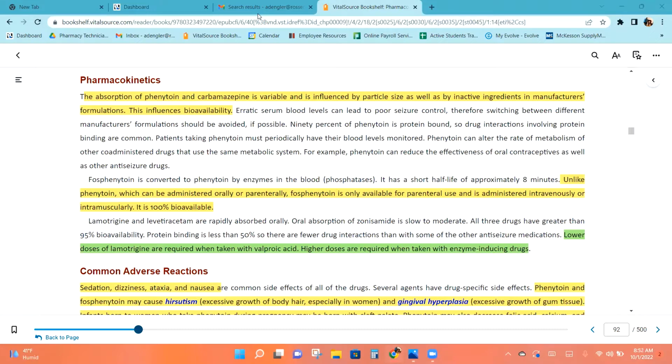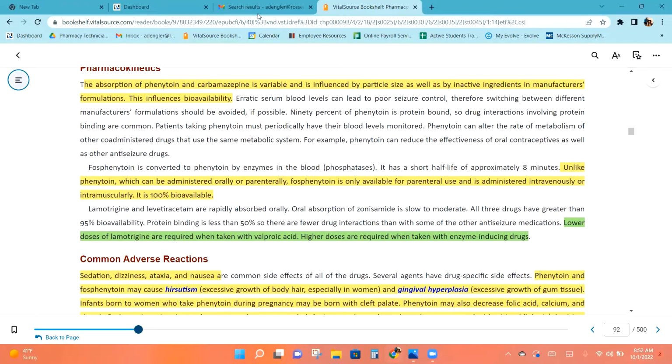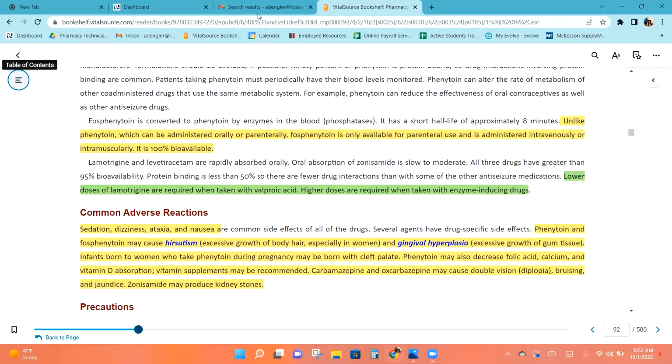Lamotrigine and levetiracetam are rapidly absorbed orally. Oral absorption of zonisamide is slow to moderate. All three drugs have greater than 95% bioavailability. Protein binding is less than 50%, so there are fewer drug interactions. Lower doses of lamotrigine are required when taken with valproic acid, and higher doses are required when taking it with an enzyme-inducing drug.